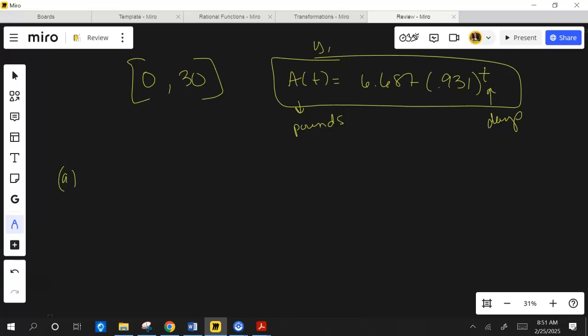Average rate of change is A-rock. That is nothing more than slope. If I find slope from 0 to 30, that means I need an A0 and I need an A30. You do not have to show any work for this. This is a calculator problem. Go into your table, second graph. A of 0 you should find to be 6.687.